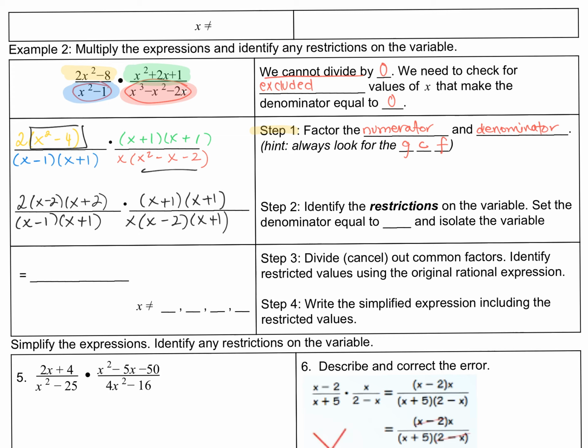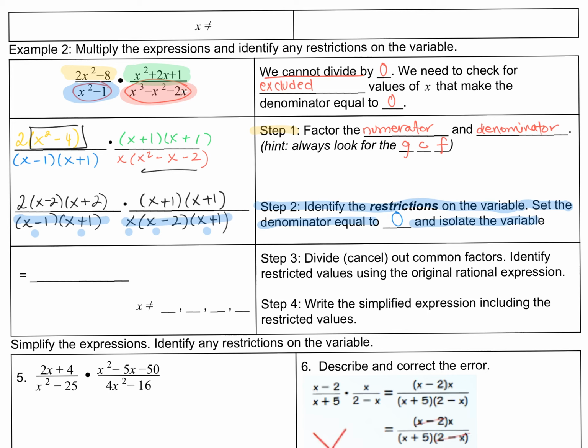So now let's move on to step number 2. Identify the restrictions on the variable, set the denominator equal to 0, and isolate the variable. So I need to think about, well, what are all the things that are considered my denominators here? What am I dividing by? This is the denominator, and this is. So I have 1, 2, 3, 4, 5 factors, but some of them are the same.